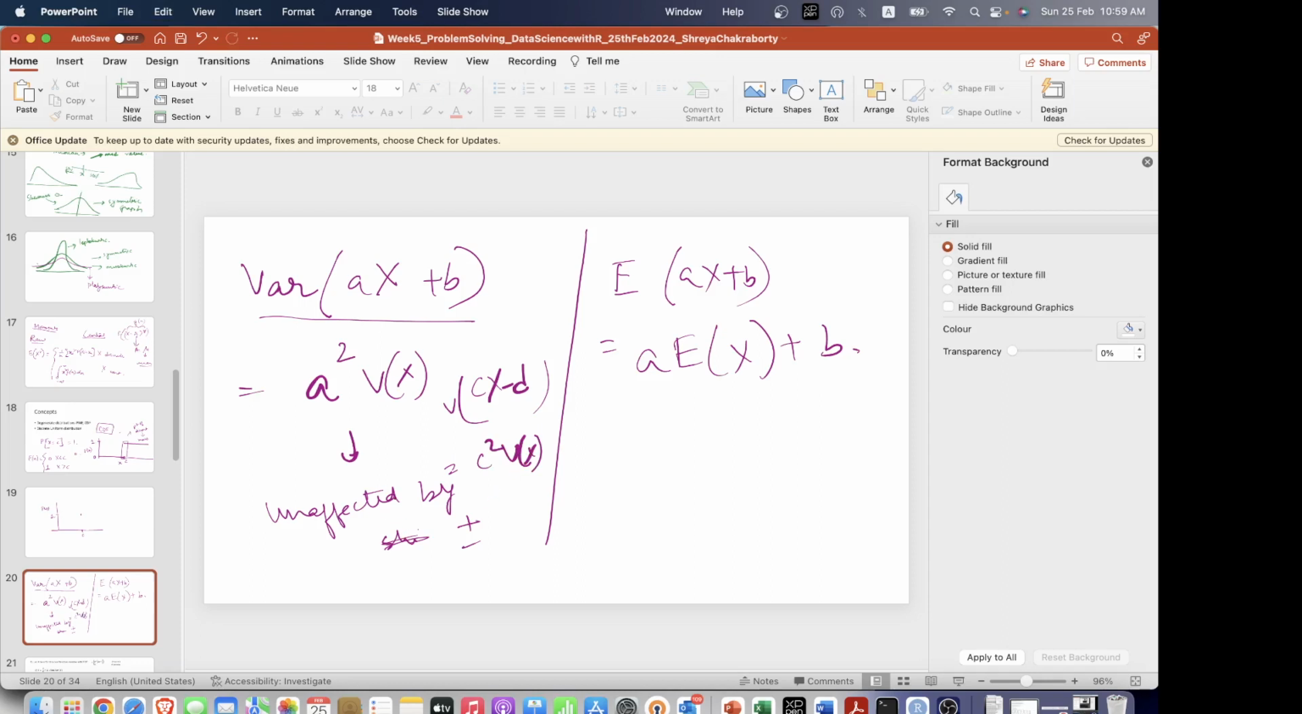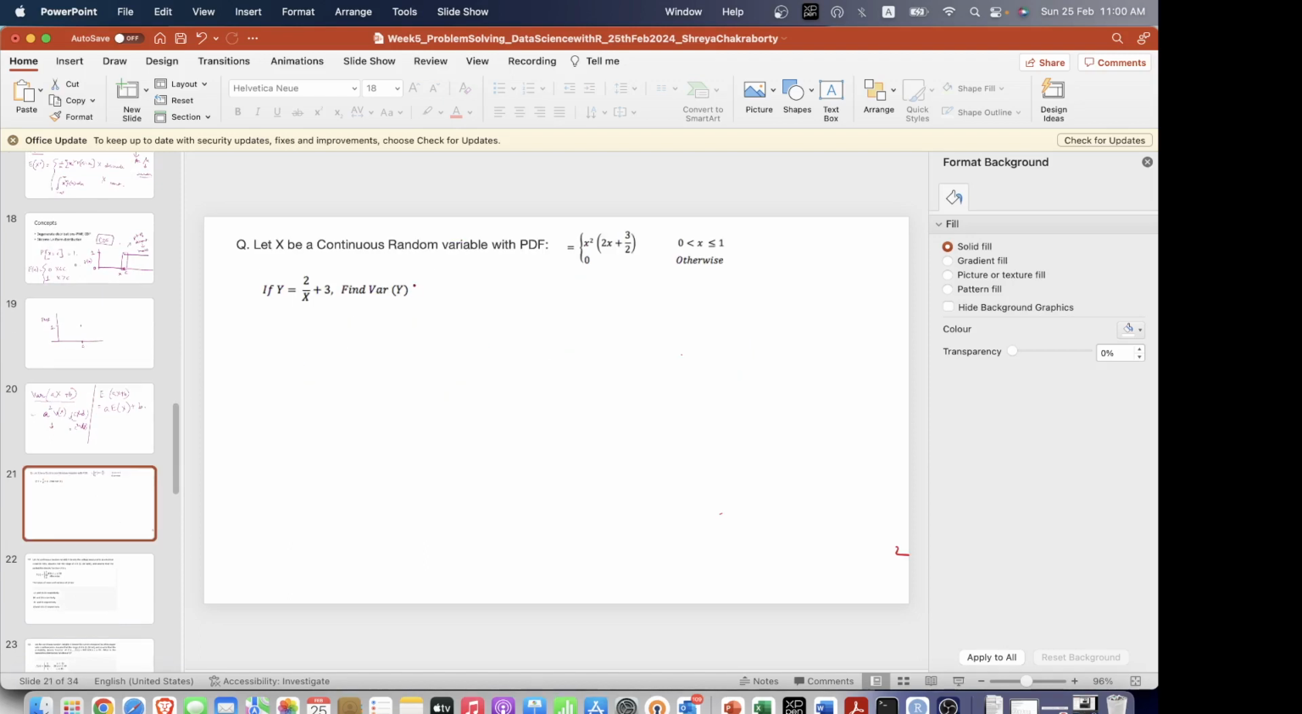But for expectation, even if you have cx plus d or cx minus d, it would become c times expectation of x plus or minus d, however you want. Okay, so if you have something like this, let's say x is a continuous random variable with this PDF. If y equals 2x plus 3, find the variance of y. So here you see, oh, one second.